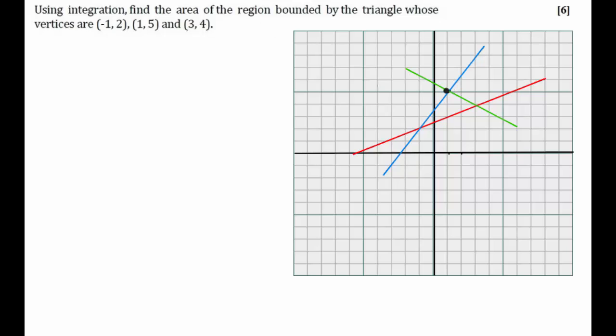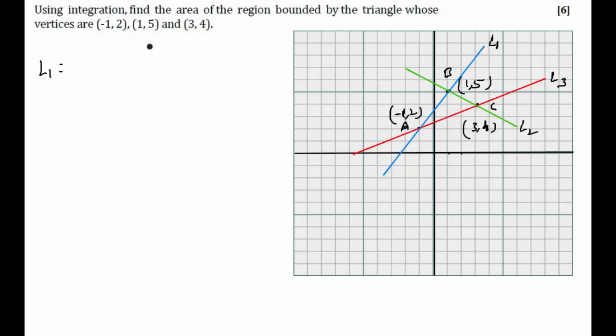This point is (1, 5), then another point becomes (3, 4), and the leftmost point is (-1, 2). After joining these points, I will get these three lines. I am considering my points as A, B and C. Now let us first of all find the equations of the lines. Let us call this first line L1, this second line L2, and this as our L3 line.